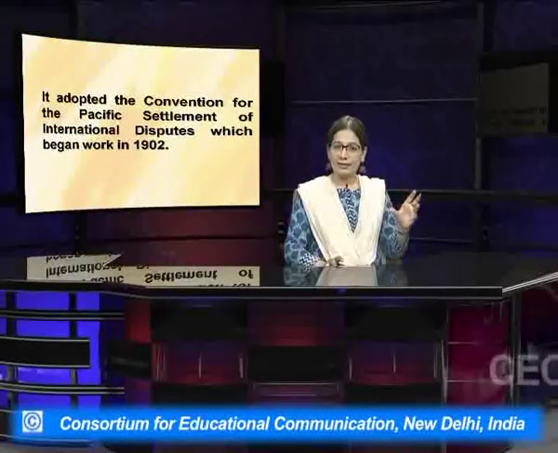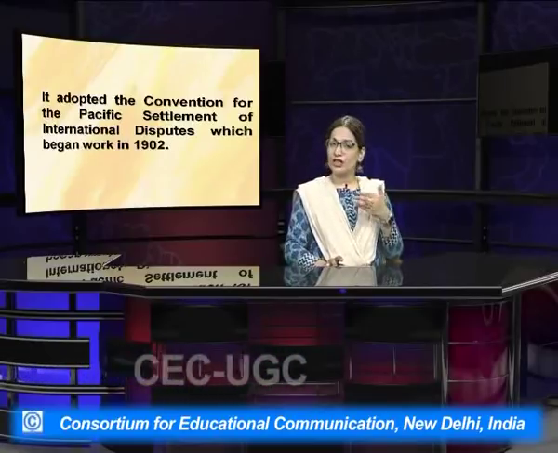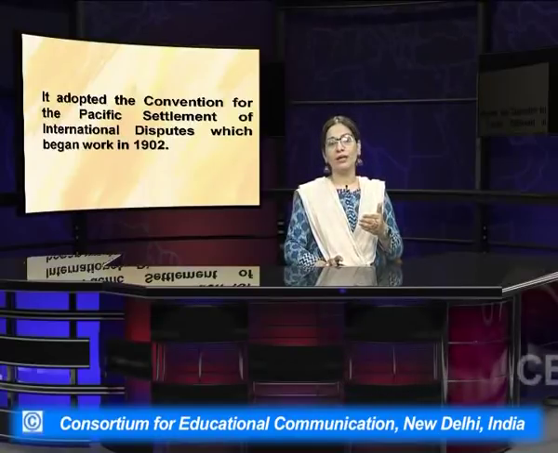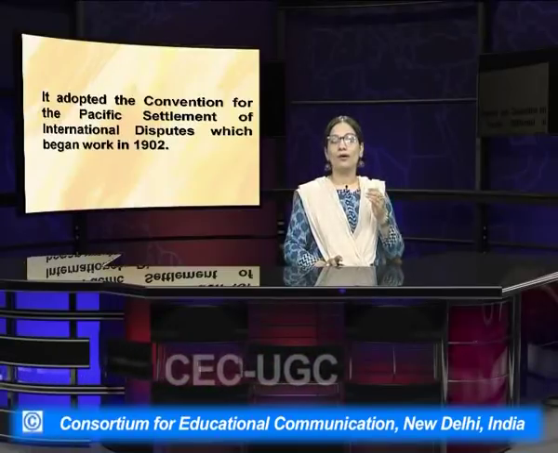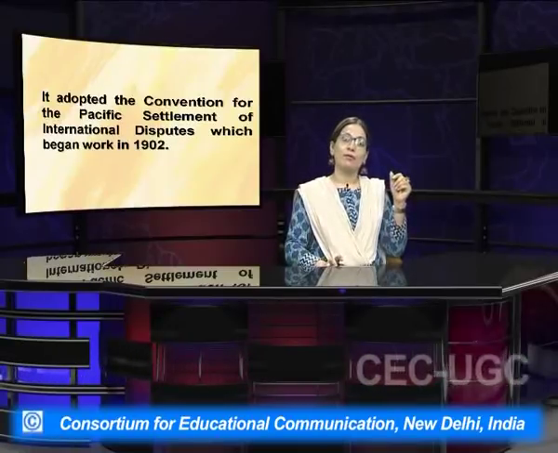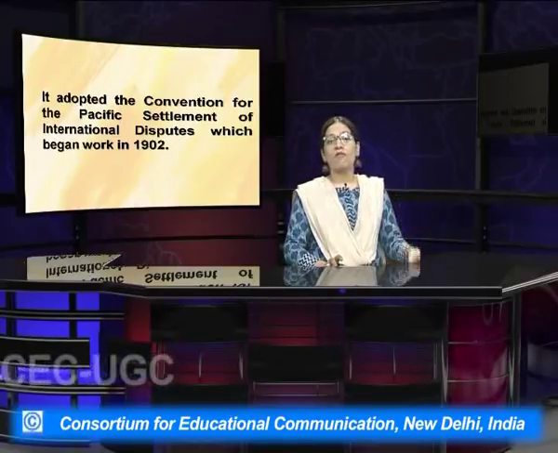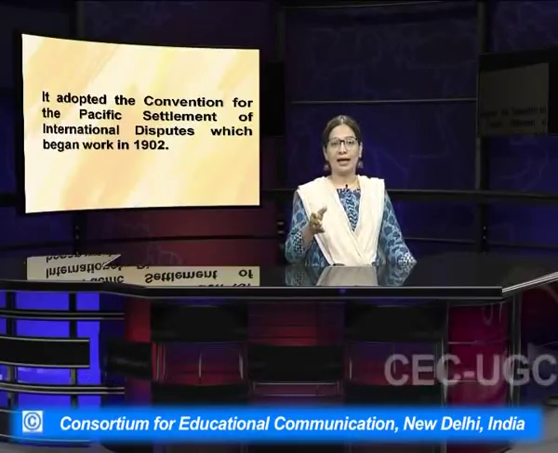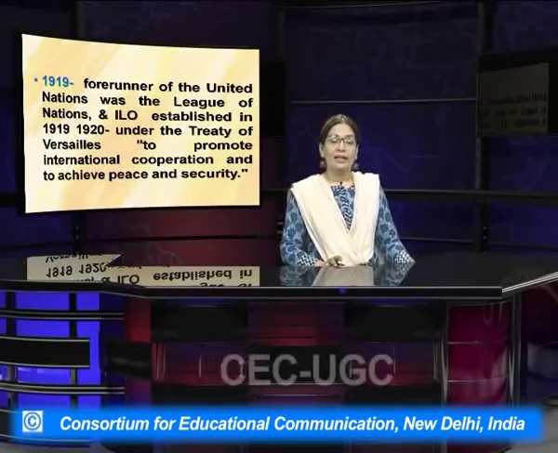Somewhere, this conference too gave an example of what it means for nations to come together at a global international terrain and work out mechanisms to factor peace and avoid war. What happened after this conference was that it adopted the Convention for Pacific Settlement of International Disputes, which began its work in 1902.